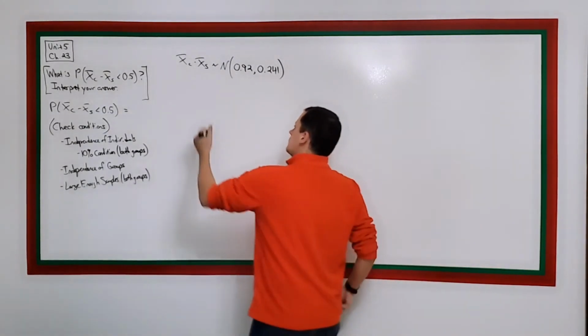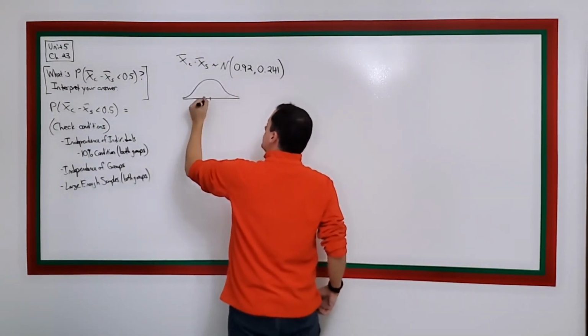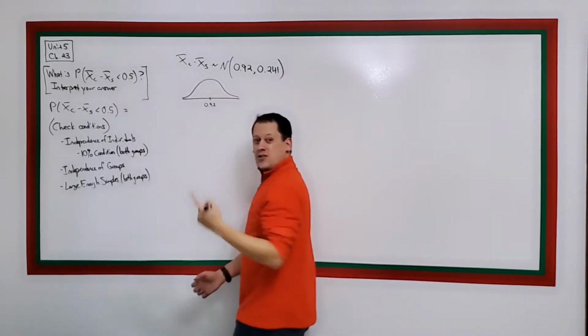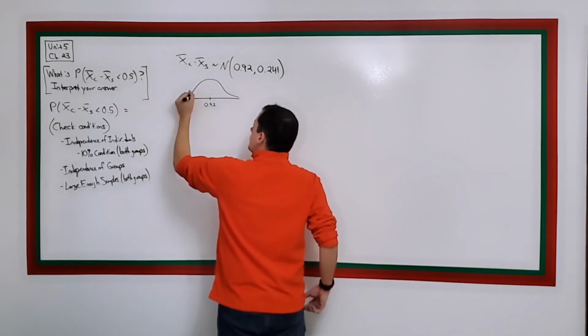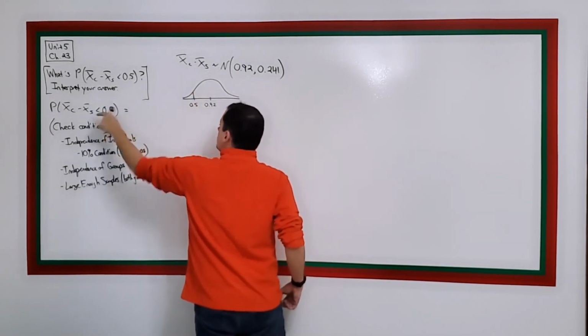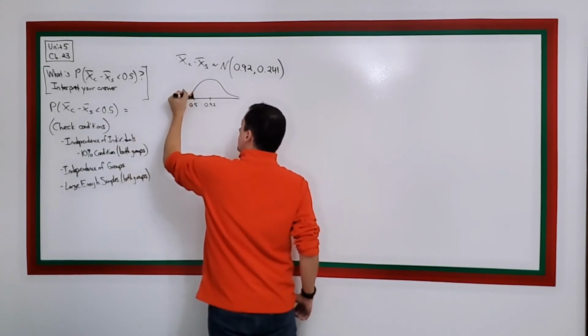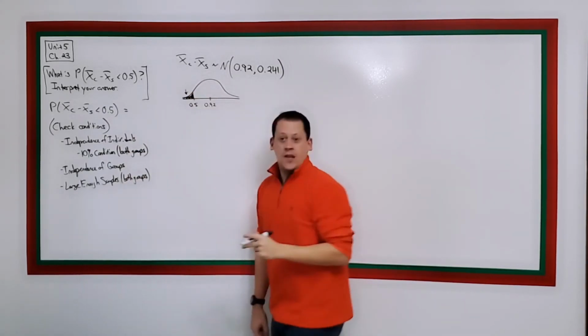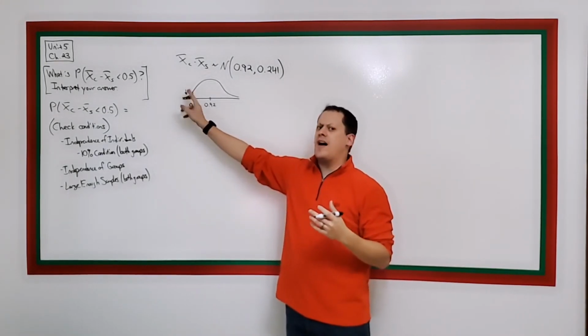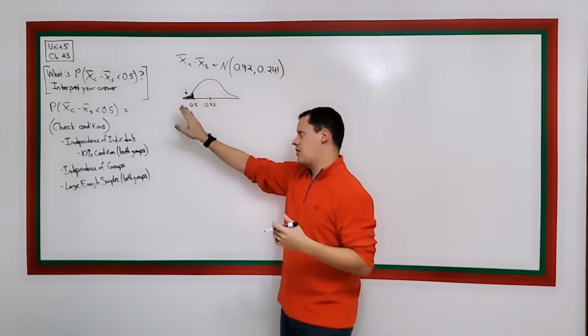Draw your curve. This curve has a mean at 0.92. The value we're interested in is 0.5. That's going to be somewhere to the left. And we want the area to the left. Okay. From our sketch, we know that this number should be less than 0.5 for the area, because it's less than half of the curve.